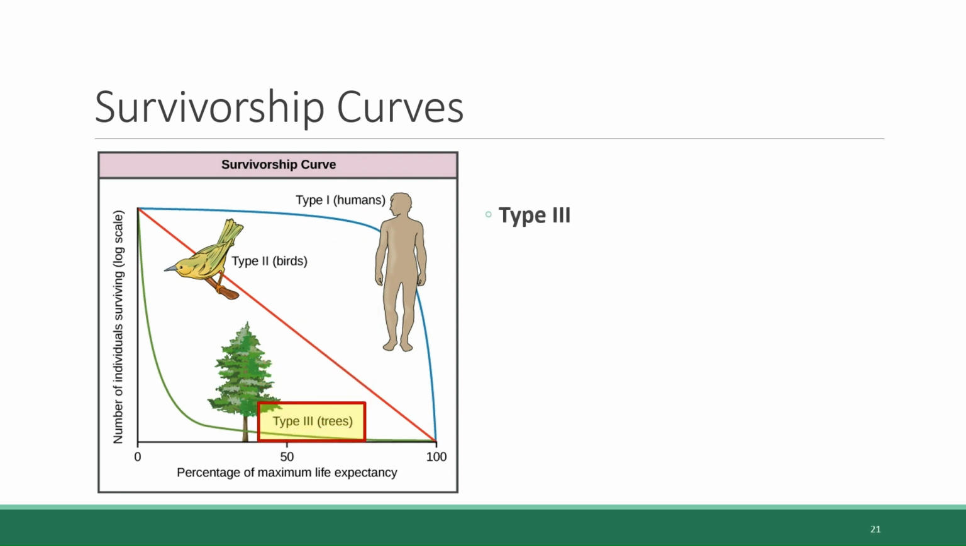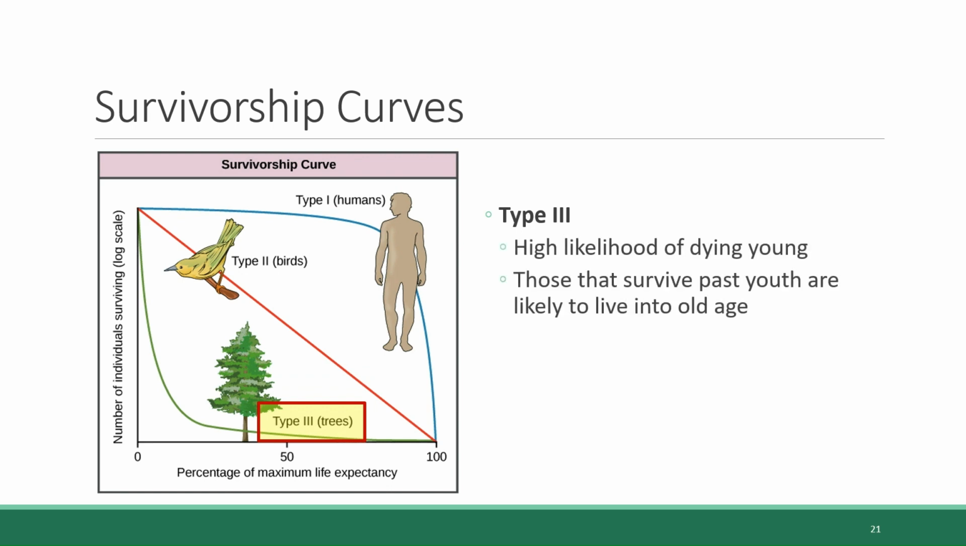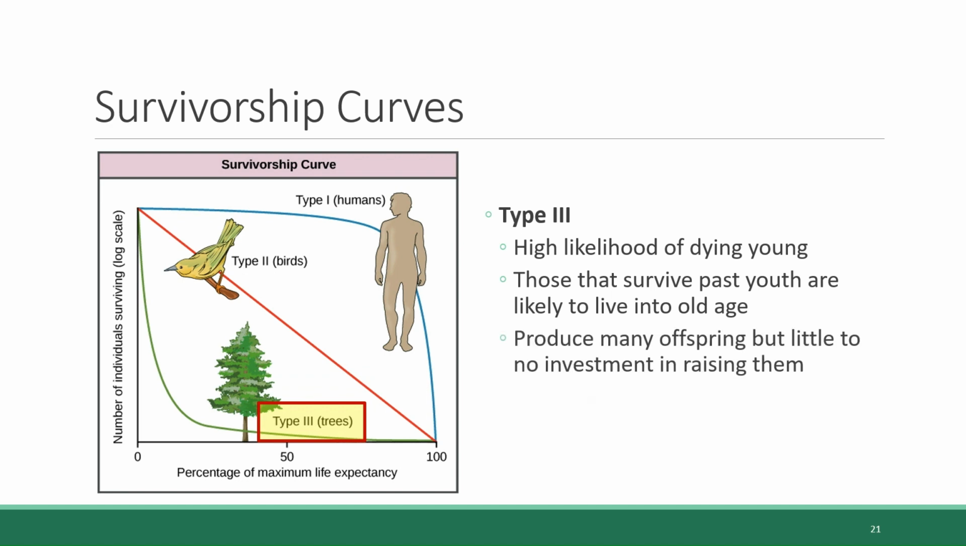The inverse of a type 1 curve is that of a type 3 curve. A type 3 curve is observed in species that have a high likelihood of dying young. However, those that do make it past the juvenile stage are likely to live into old age. Unlike type 1, type 3 species produce large numbers of offspring, but have little to no investment in raising them. For example, a mackerel, which is a type of fish, can lay 1 million eggs, but on average only 2 out of the 1 million survive to adulthood. So it's a quantity over quality approach. Examples of organisms that fit the type 3 curve are frogs, insects, fish, and plants.